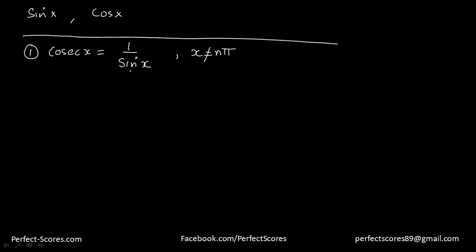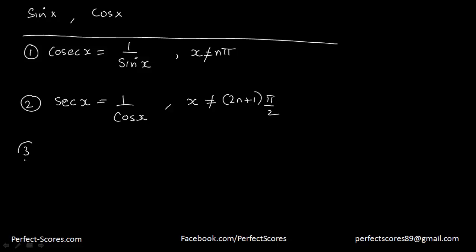So the value of sine x cannot be 0, because then this would become undefined. The second thing that we have here is the secant of x, which is equal to 1 over cosine x. Now in this case, again, cosine x cannot be 0, which means x cannot be equal to (2n plus 1) times pi by 2. So something like that, because cosine x cannot be 0. So this expression here cannot be equal to this.